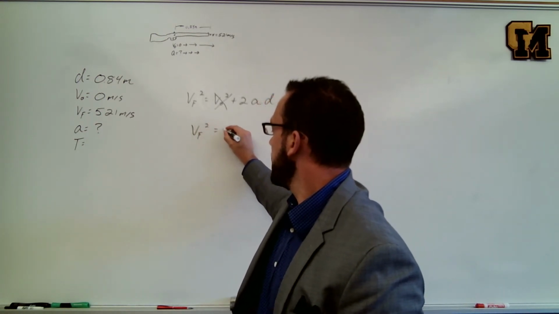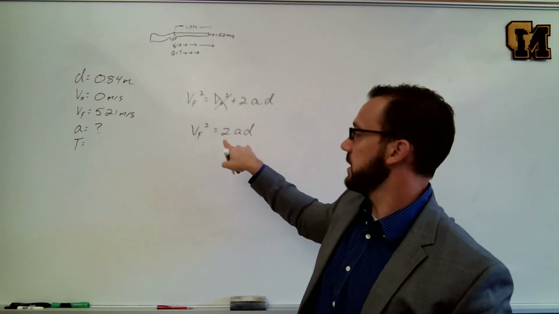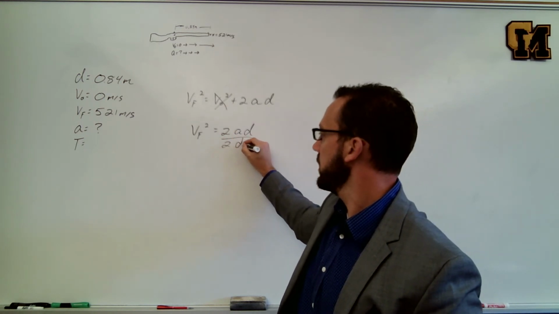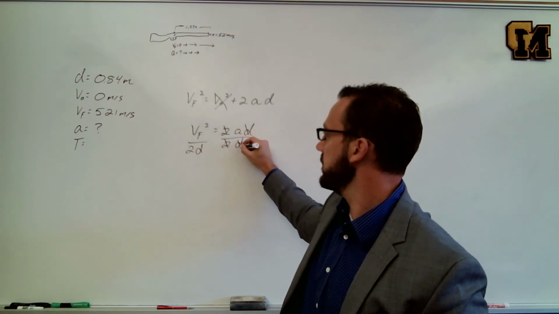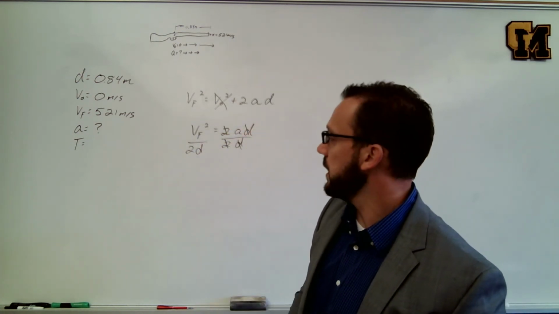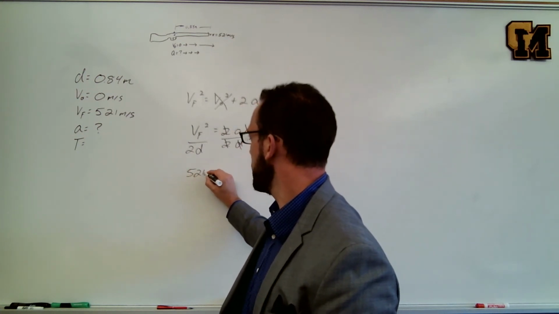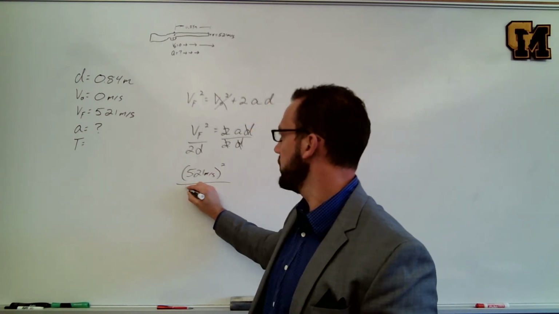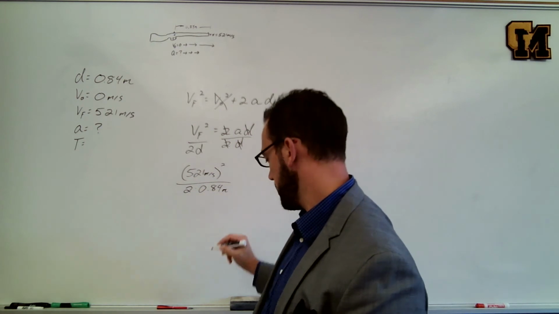Vf squared equals 2AD. Trying to solve for A, I can just divide 2 and D over to the other side. So my 2's cancel and my D's cancel. I can plug in some numbers. A equals Vf squared, which is 521 meters per second squared, all over 2 times 0.84 meters.